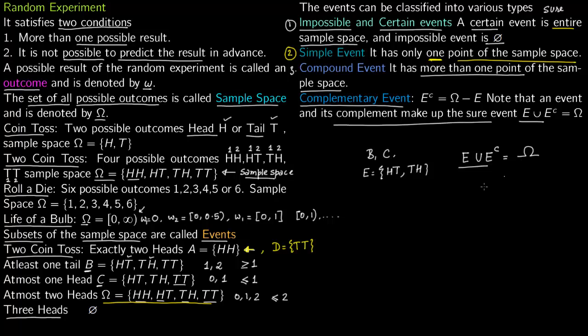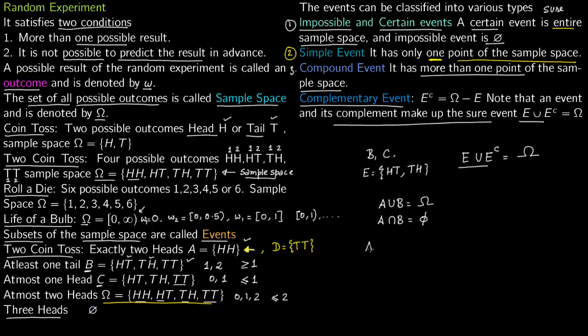So for example, this is A and this is B. Focus on A and B. A union B is the entire sample space. In B you have head tail, tail head, and tail tail. You just add head head to it, you get the entire sample space. Also notice that A intersection B is the empty set, because head head is not contained in B. So A and B are complements of each other.